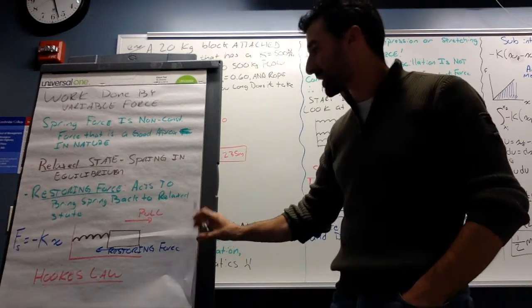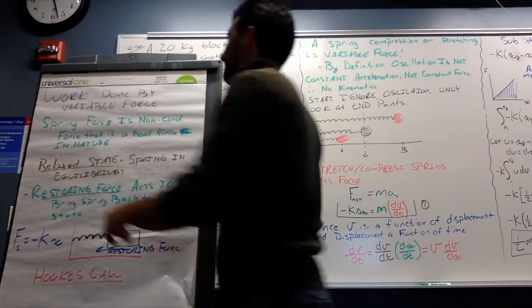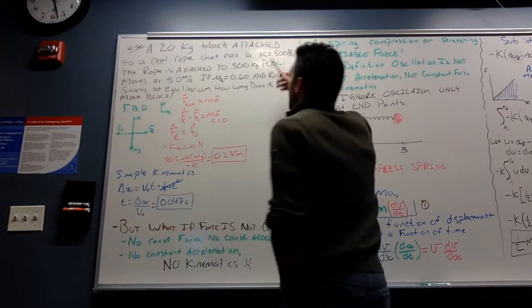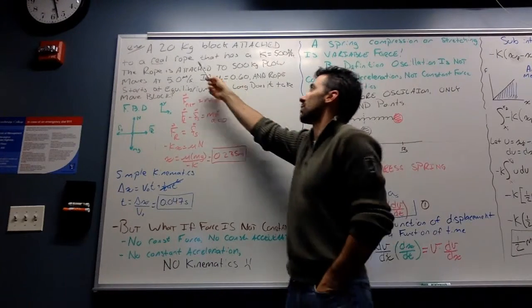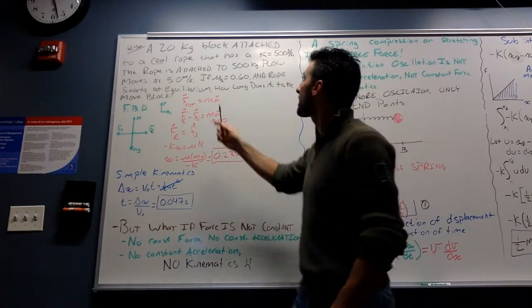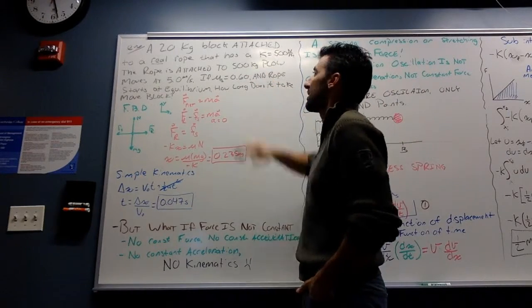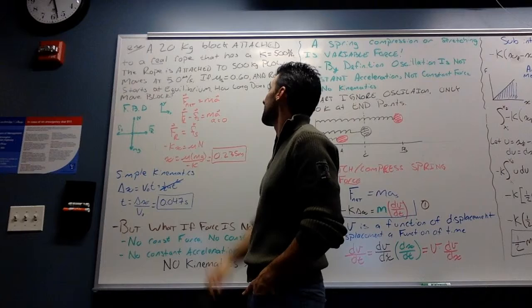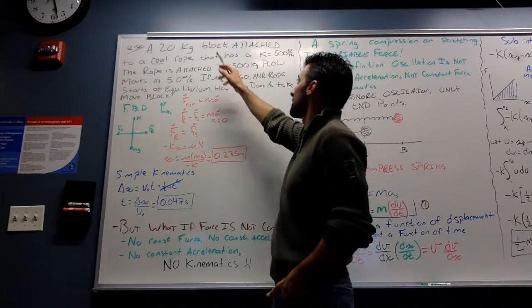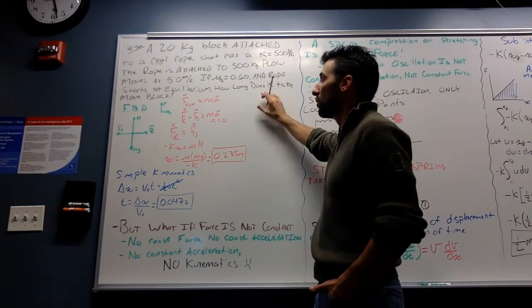So I'm doing work on this object, and the restoring force, or the spring force, is coming back in the opposite direction. Here's a quick example to get us on the right page. Say you have a 20-kilogram block attached to a real rope, meaning the rope can stretch and has some elasticity. It's attached to a 500-kilogram plow that moves at 5 meters per second, pulling this block, and the coefficient of static friction between the block and the ground is 0.6. What I want to know is how long it takes to move that block.